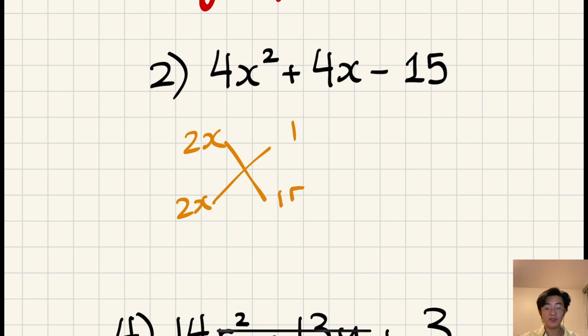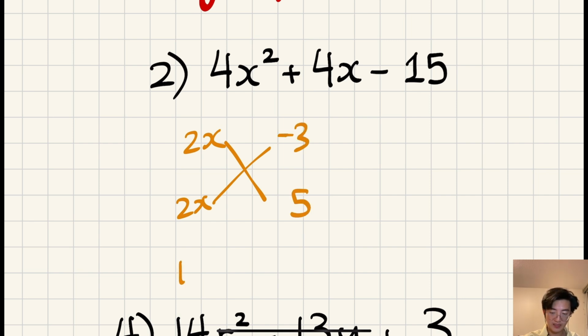Okay, 1 and 15. Just right off the bat, it's probably not going to work. That's a huge number, right? But just double check. 2x times 15 is 30x minus 2x, right? That's going to get us 28x. So that's not the correct guess. Okay, let's move to 3 times 5. Right, let's do negative here first.